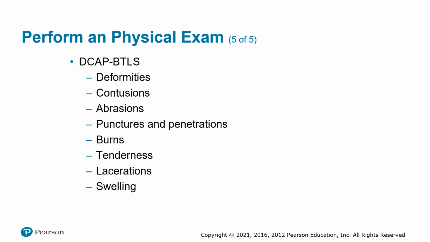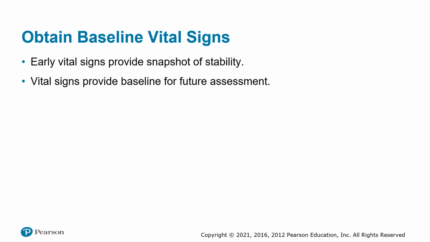So DCAP-BTLS is an acronym that can help you remember what you're looking for when you go to do a trauma exam, rapid or slow. DCAP-BTLS stands for deformities, contusions, abrasions, punctures and penetrations, burns, tenderness, lacerations, and swelling. Okay, so these are the things that you're going to look for when you do your rapid trauma exam or a focused exam. You're going to obtain baseline vitals.